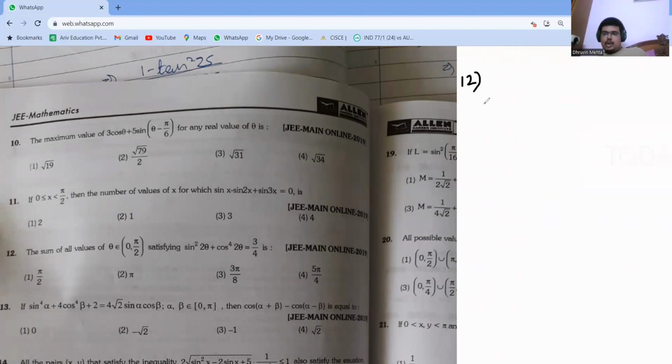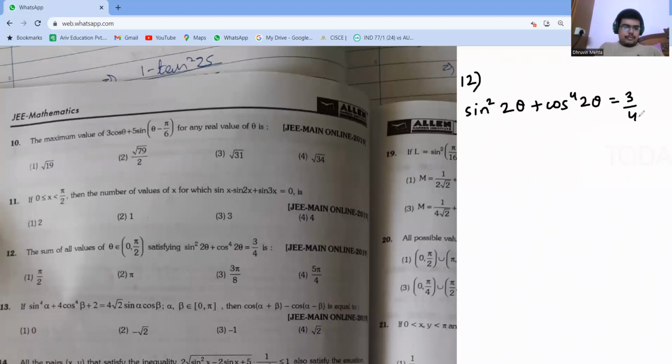So sine square 2 theta plus cos raised to 4 2 theta is 3 by 4. Chalo, think about this. We have to find the sum of all the values of theta. Theta is in the first quadrant. Tell me, how are you starting this?